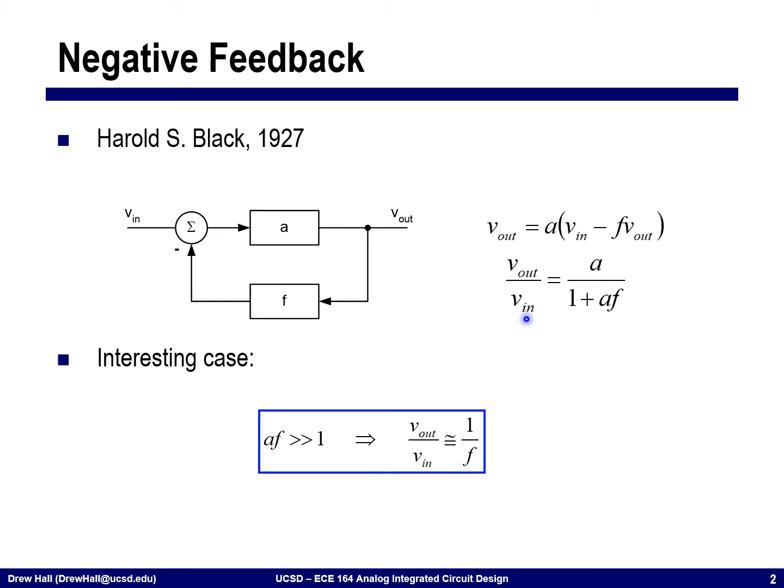Let's consider the case when this AF term is much, much greater than 1. Then essentially the closed loop gain, Vout divided by Vin, is approximated by just 1 over F. What this means is that we can build an amplifier, in this case A, with very high forward path gain, and we can set the closed loop gain of this entire structure just using the feedback network.